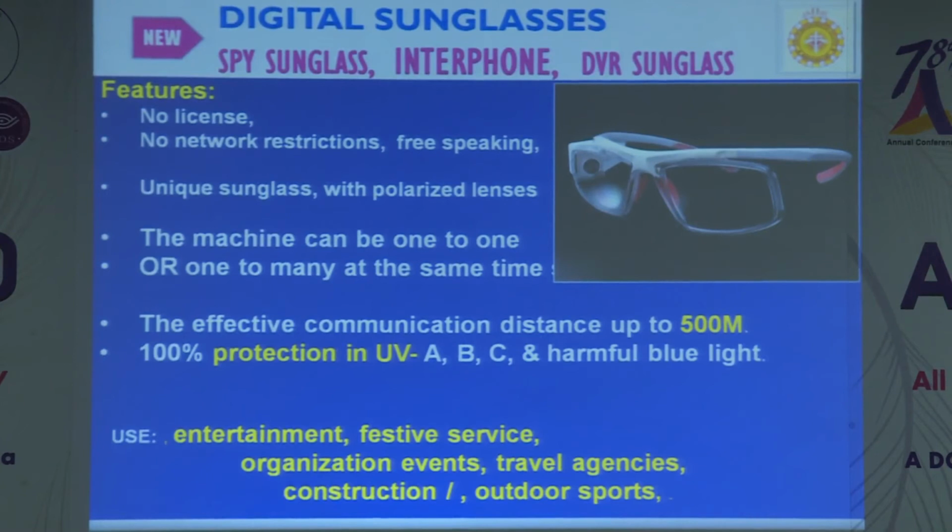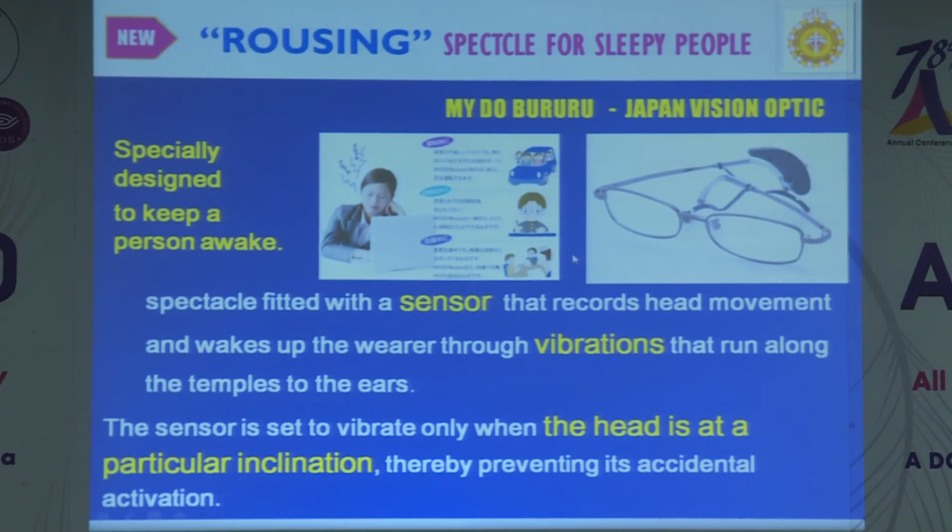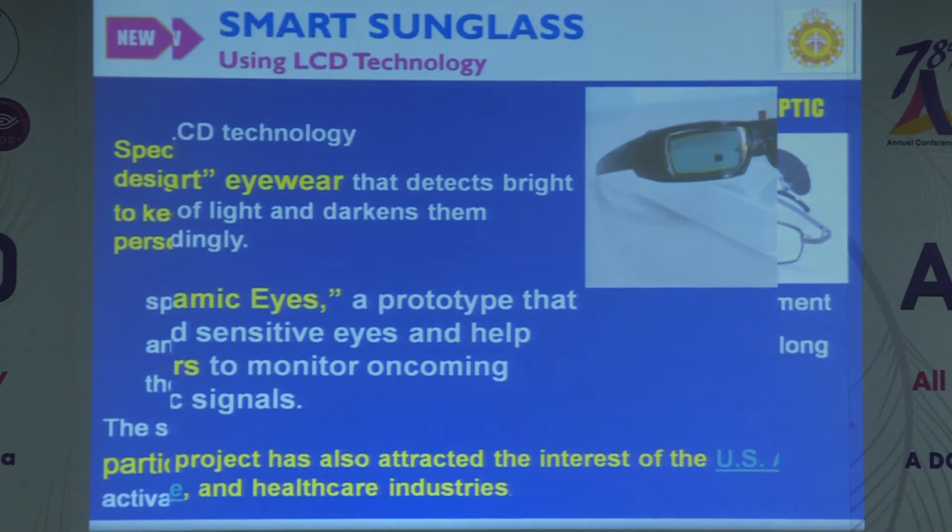There are a lot of sunglasses fitted with an interphone. For those who are at a football or cricket match, you can have this spectacle with an interphone connection to your office and everything. That type of interphone-connected spectacle is also available. And for those who stay awake at odd hours like 3 o'clock or 2 o'clock, there's a rousing spectacle fitted with sensors. As soon as you bend your neck or something, some vibration will be felt in your ear, so that will wake you. That's also available.